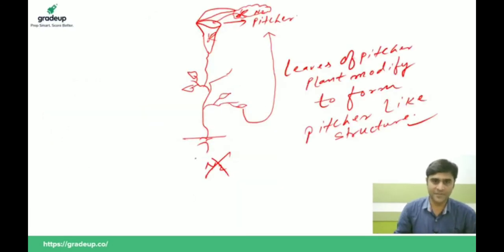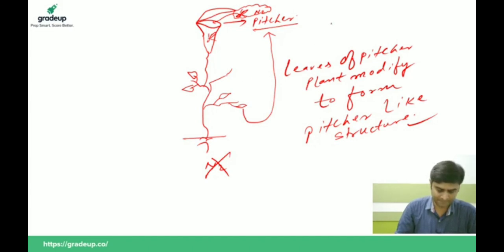So leaves of pitcher plant modify to form pitcher-like structure which trap insects. So if the question is which part of pitcher plant modifies to form pitcher-like structure, leaves, stem, roots, your answer should be leaves.